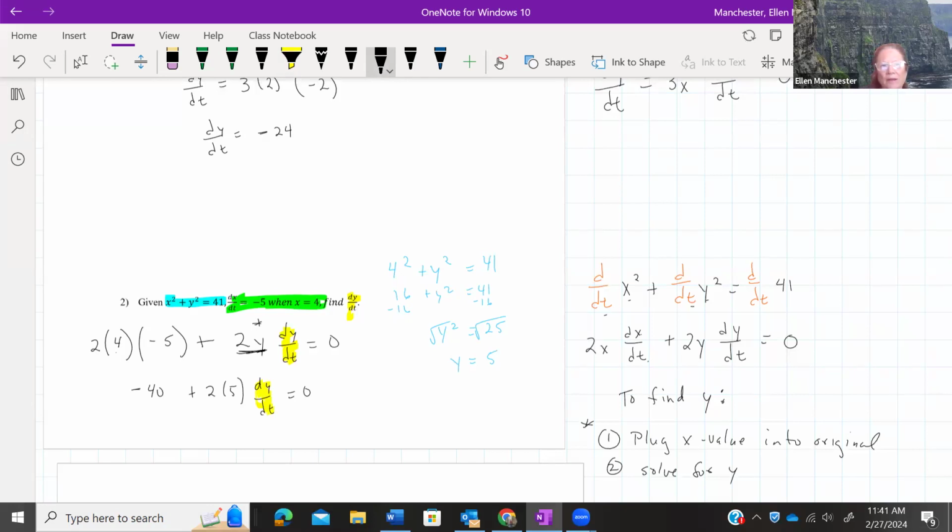Okay, so I bring my negative 40 over as a positive 40. 2 times 5 is 10, so 10 dy/dt equals 40, and then divide both sides by 10. So my dy/dt is 4. So my y is changing in terms of time. It's increasing by 4.